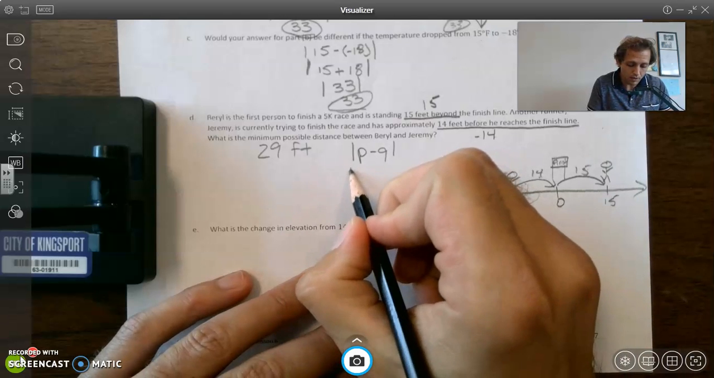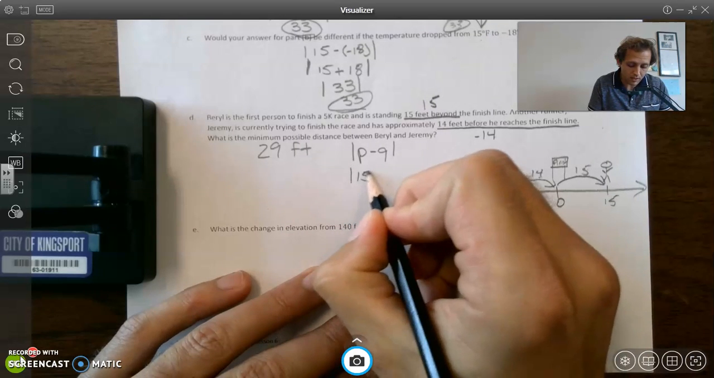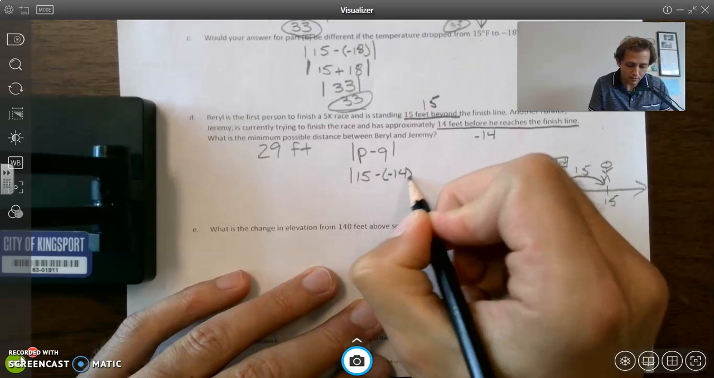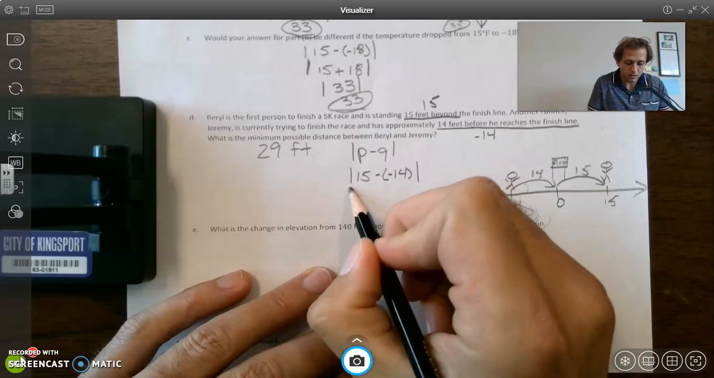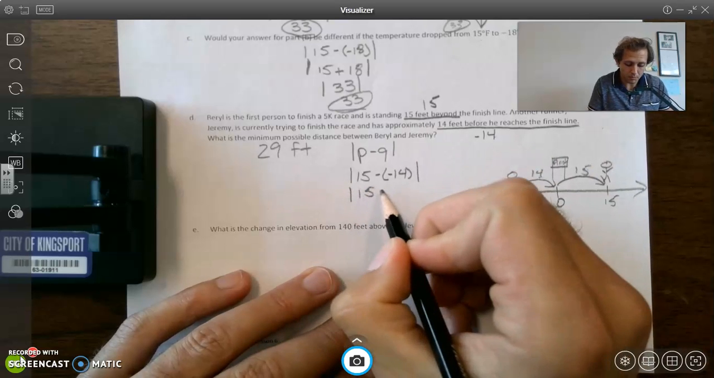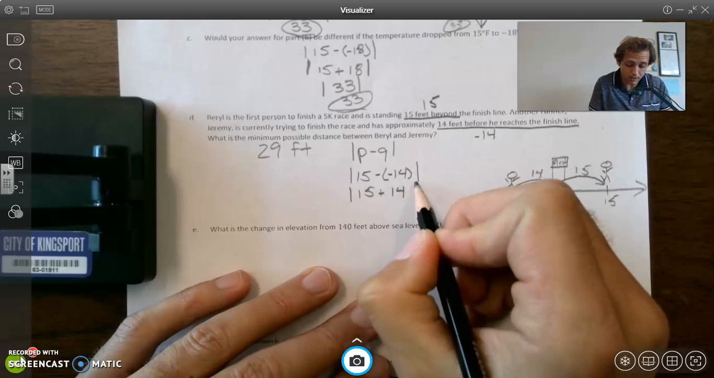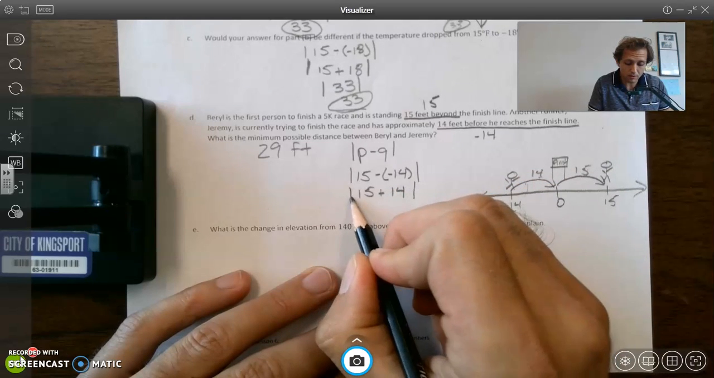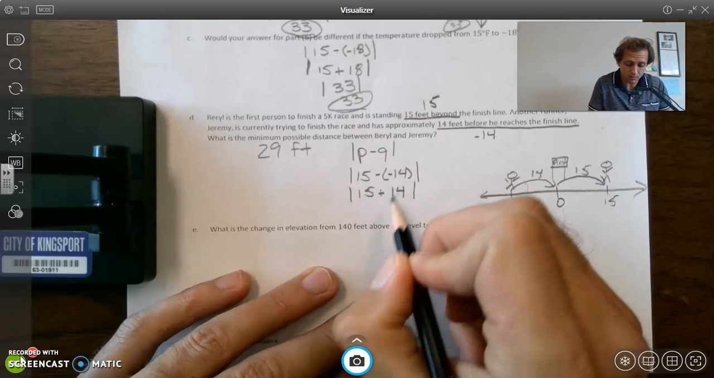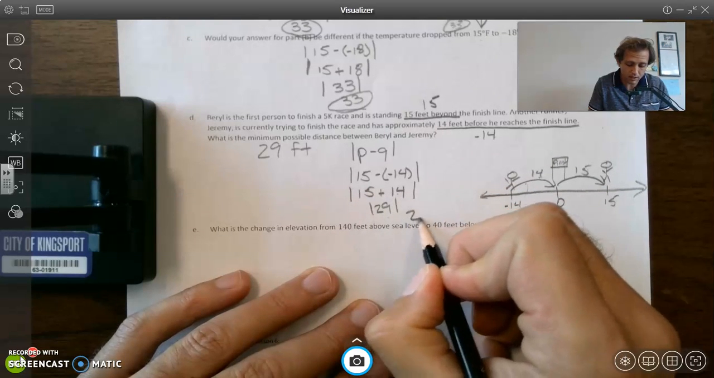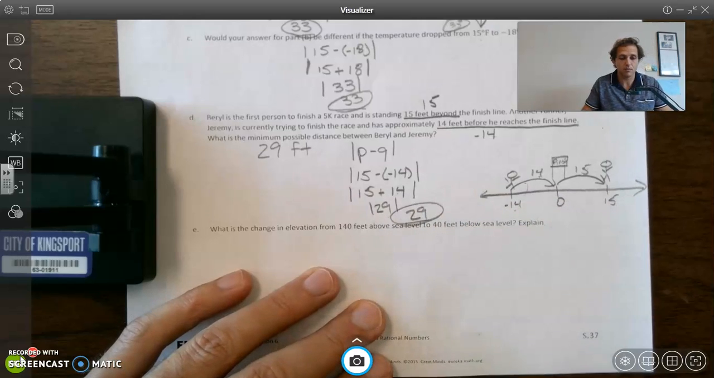So let's just pick the numbers in any order. I'm going to do the absolute value of 15 minus negative 14. That would be 15 plus the opposite of negative 14, which is 14. The absolute value of 15 plus 14, well, 15 plus 14 is 29, and the absolute value of 29 is 29. They would have to be 29 feet apart.